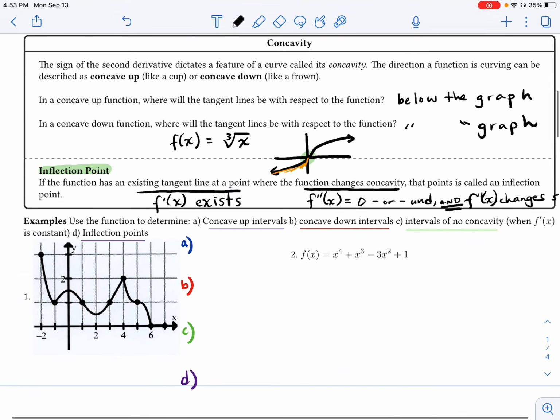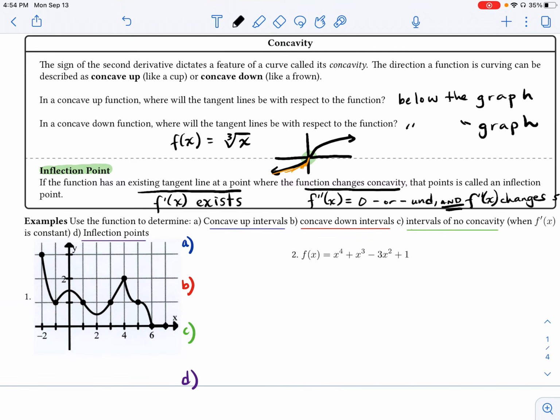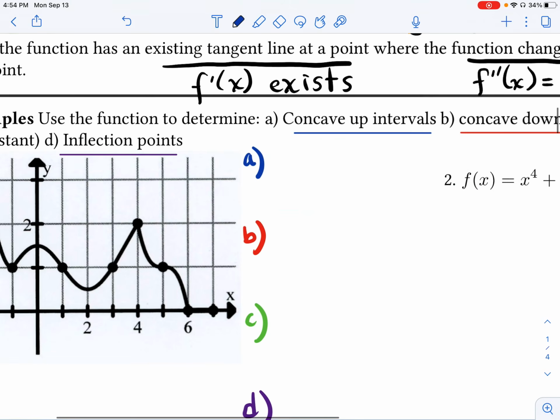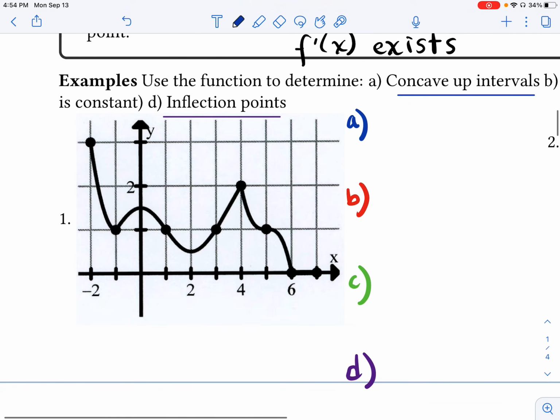So let's take a quick look at a graph here, and let's try to determine the intervals where this function is concave up, concave down, where there may be no concavity at all, aka when the first derivative is constant, and where there might be any inflection points. So let's go through this, and I'm going to kind of color coordinate this as best as I can. So take a moment and look at this graph here. First off, where would we say that this function is concave up? We'll just graphically look at it because we don't actually have a function in front of us.